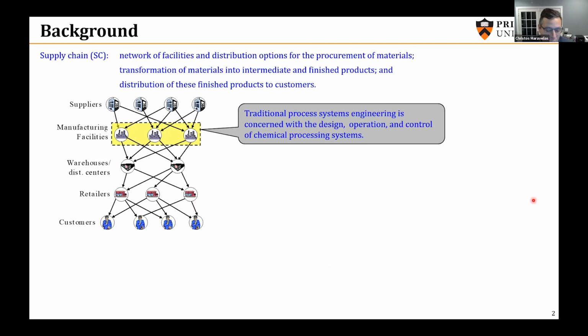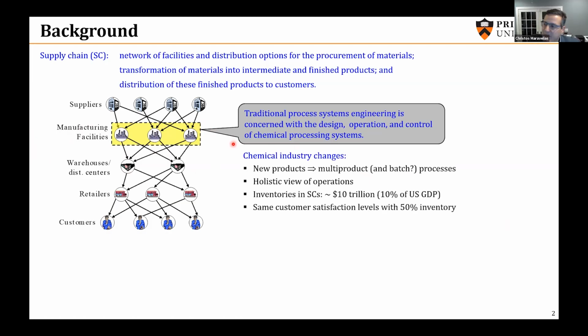I'll start with two slides that I presented almost 10 years ago when I gave a talk at FOCAPO about supply chain optimization. Here is the definition of a supply chain: a network that has different manufacturing options and transportation options, and the goal is to convert raw materials to valuable products and deliver these products to the customers in an efficient manner. In this sketch, we show that traditionally process systems engineering has primarily been concerned with the design, optimization, and control of this manufacturing layer.